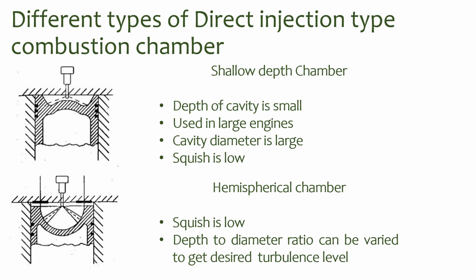The first one is shallow depth chamber, in which the depth of cavity is small. It is used in large engines. Cavity diameter is large and squish is low. Squish is low means the turbulence will be less. The second one is hemispherical chamber, in which squish is again low. The depth diameter ratio can be varied to get the desired turbulence level.